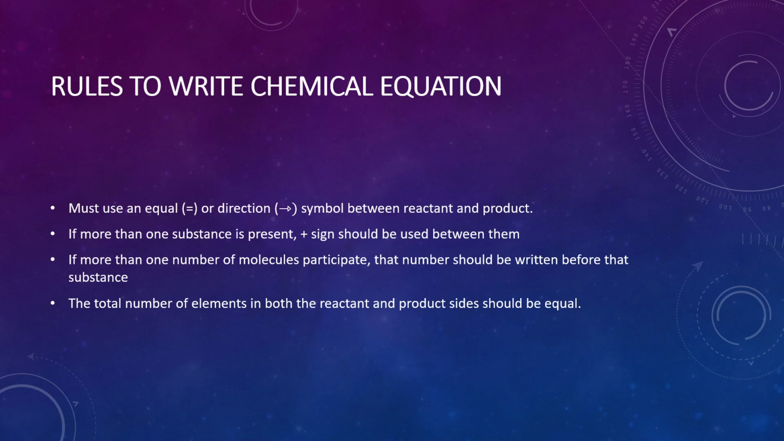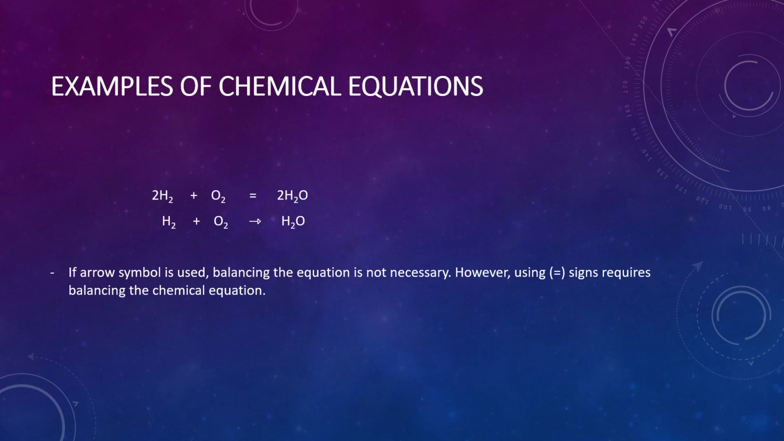We have discussed this before. So let's come to examples. Here we are seeing two examples. Hydrogen and oxygen are producing water. In the second reaction an arrow symbol is used, and in this reaction an equal sign is used. So please keep in mind that if an arrow symbol is used, balancing the equation is not necessary, but if we use equal signs, we should balance the number of atoms or molecules participating in the reaction.